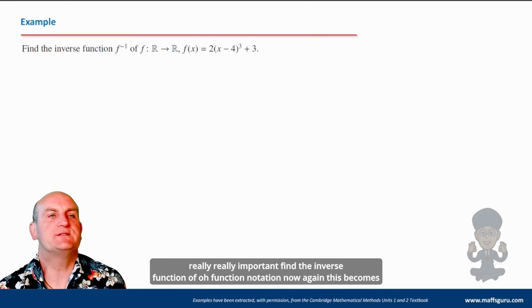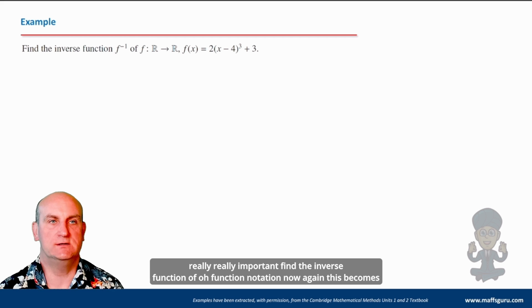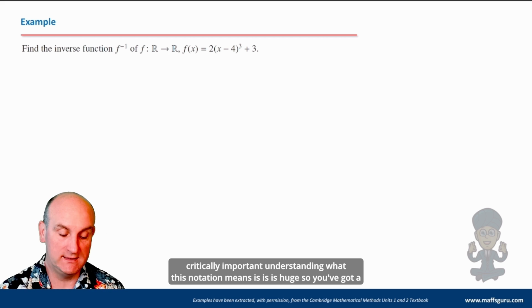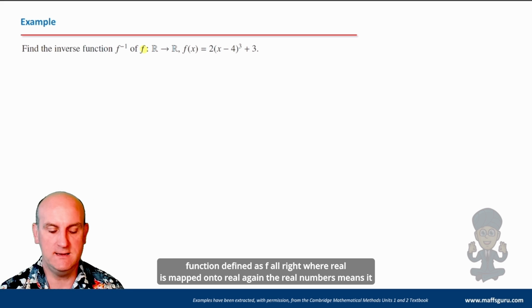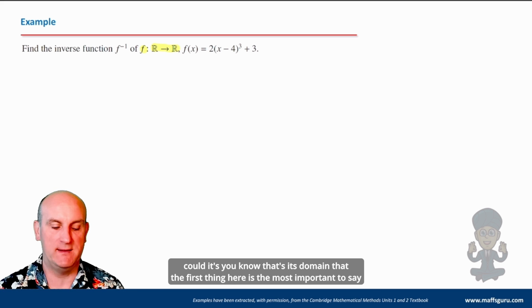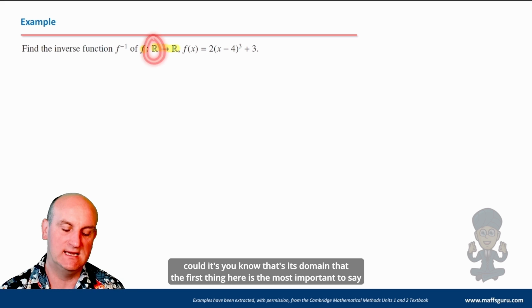Find the inverse function of, function notation. Now again, this becomes critically important. Understanding what this notation means is huge. So you've got a function defined as f, where real is mapped onto real. Again, the real numbers means that's its domain. The first thing here that is most important to say is its domain.